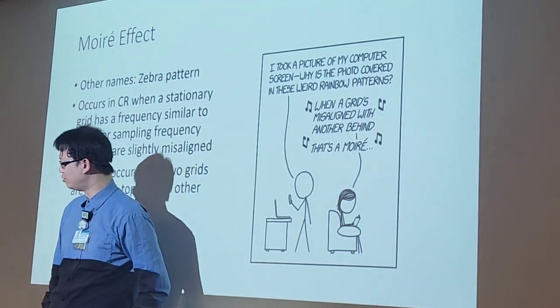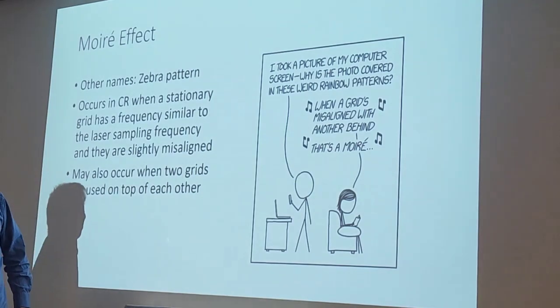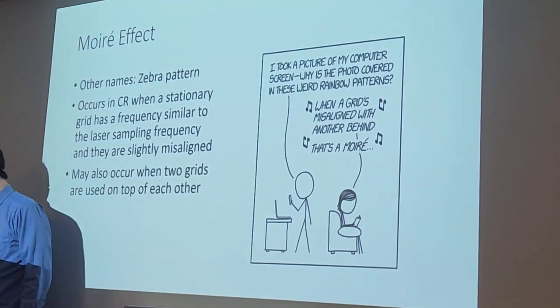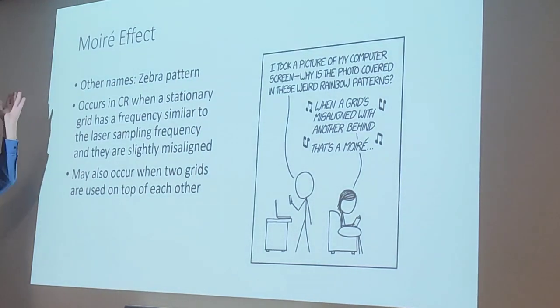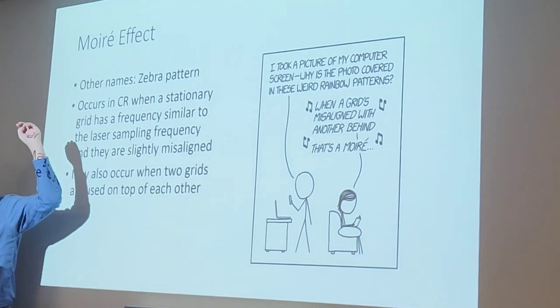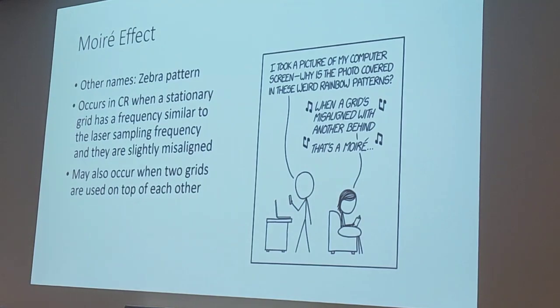So, do you all know the piece of pie song? When the moon hits your eye, like a big piece of pie, that's amore, right? When a grid is misaligned with another grid behind it, that's a Moiré effect. So that is the Moiré artifact. You've got grids that are misaligned, and grids which are misaligned give you the Moiré artifact.